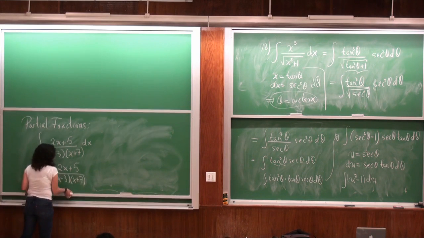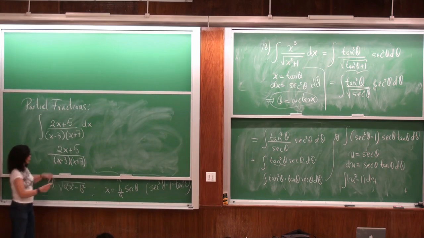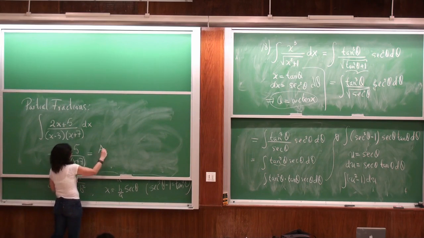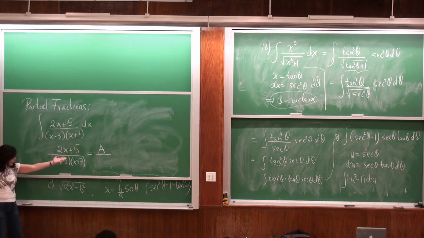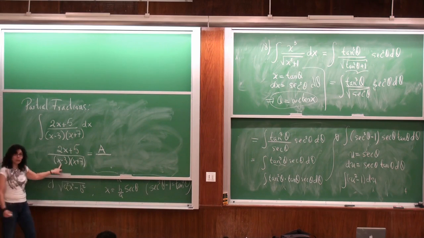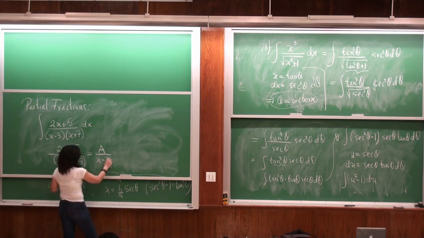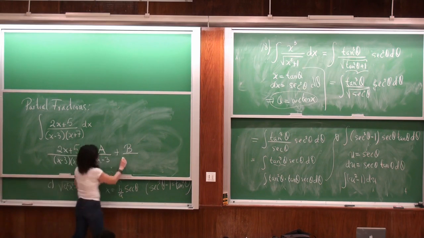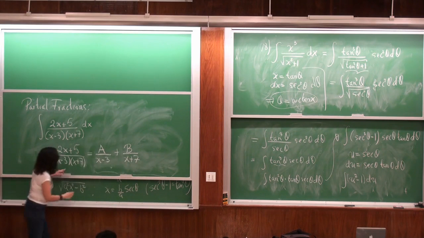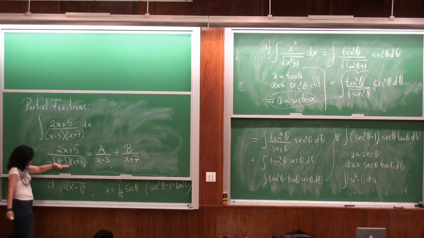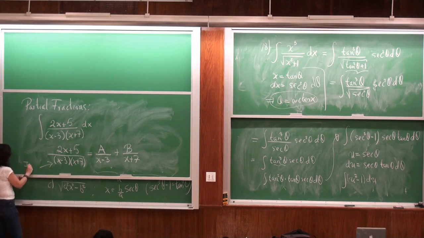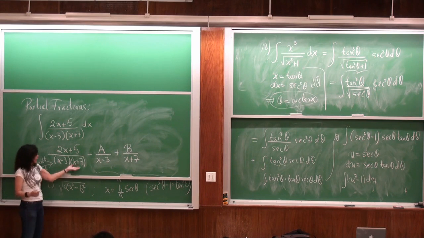And what I want to do is divide it into two integrals. So I want to say this is equal to A over x minus 3, plus something over x plus 7. It has to be irreducible, meaning you cannot reduce this polynomial anymore, or it cannot be factorized anymore. That's the most that it can be factorized.